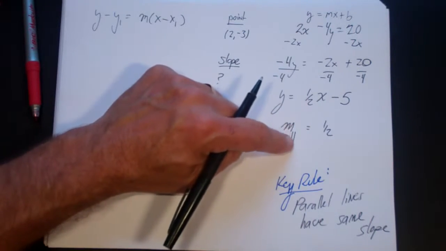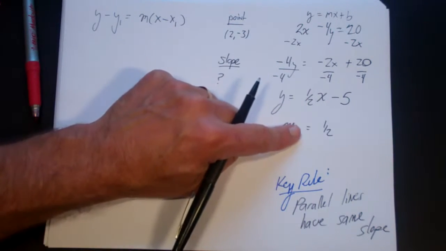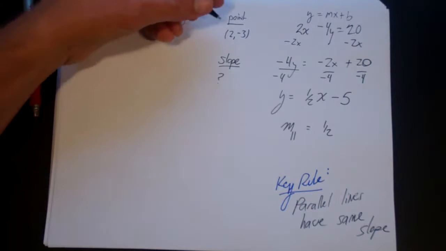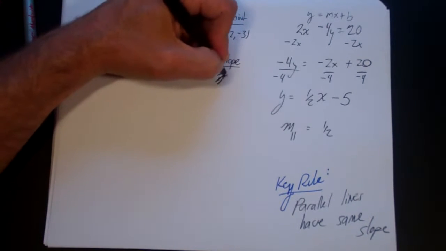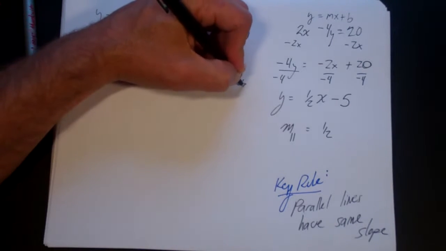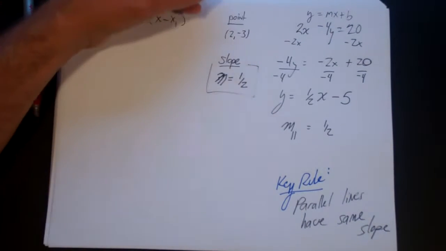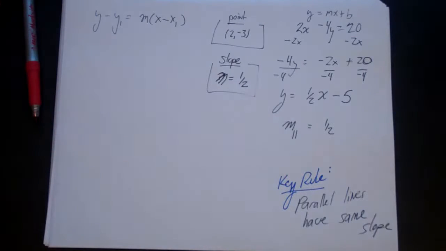I put the little parallel signs there to remember this isn't the slope that I want, this is the slope of the parallel line. But the slope of the parallel line is 1/2, then the slope of the line that I want will also be 1/2. Now I have a slope and I have a point.